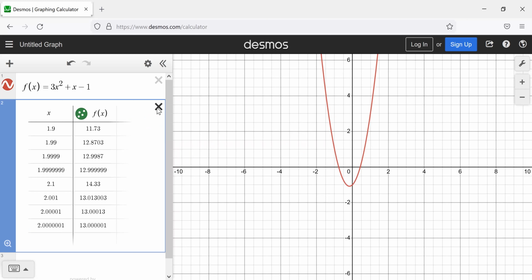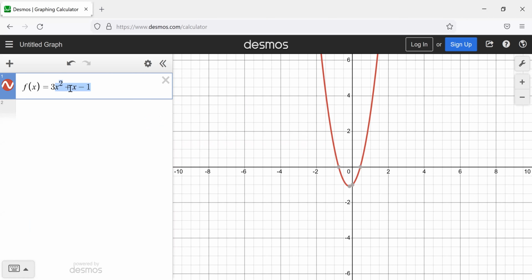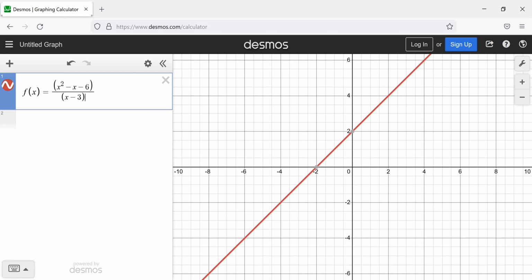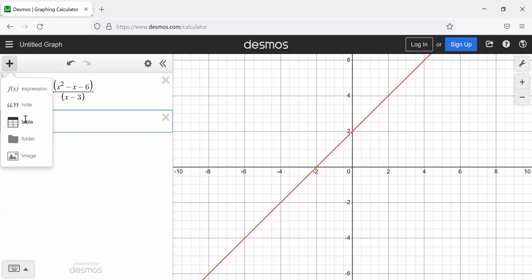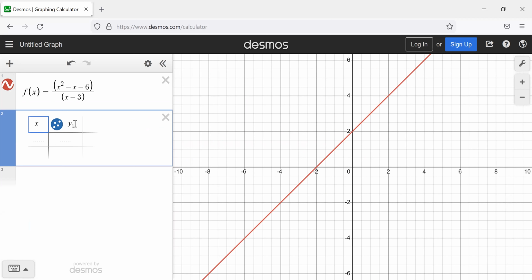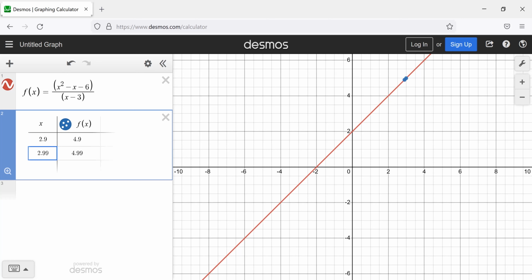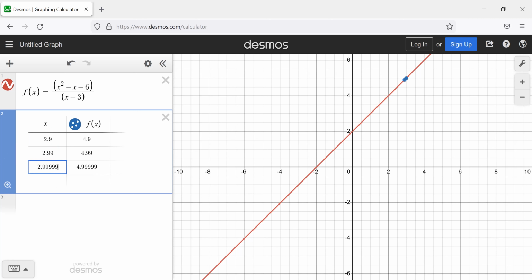And let's see, clear that table off. Enter this in, x squared minus x minus 6 divided by x minus 3. We'll create a table, x and f of x. And let's let x get close to 3. We'll start at 2.9, 2.99, let's hurry that up a little.